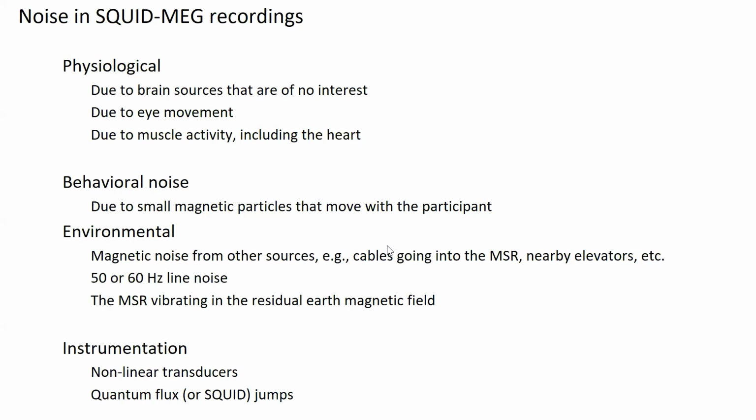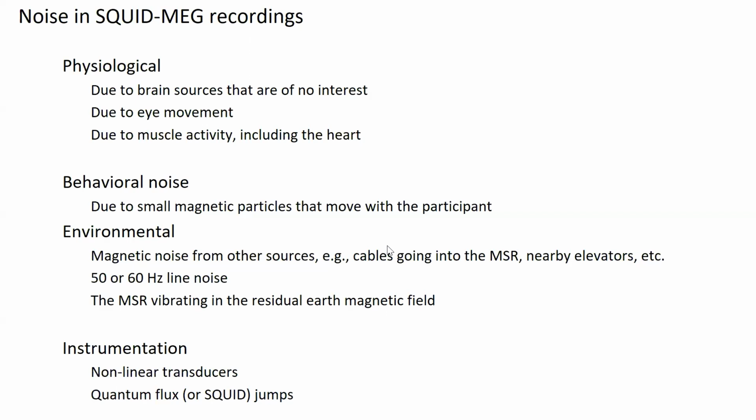There's environmental noise, which is different from the EEG, because there can be magnetic noise sources relatively far away from your recording setup, such as cables going into your magnetically shielded room, but also a nearby elevator or cars driving by. SQUID MEG measurements are done in a magnetically shielded room, and it's the room itself that can vibrate a little bit. This is something that until recently I was not so much aware of, but these rooms are not as robust as we think. Depending on the construction of the room, the vibrations of the room are visible in the MEG signal.